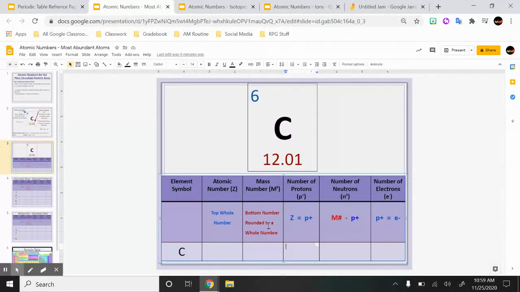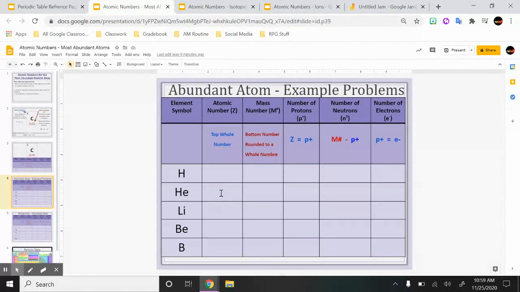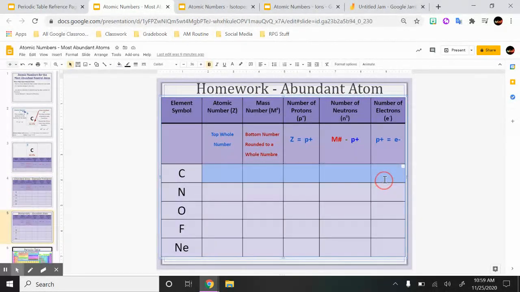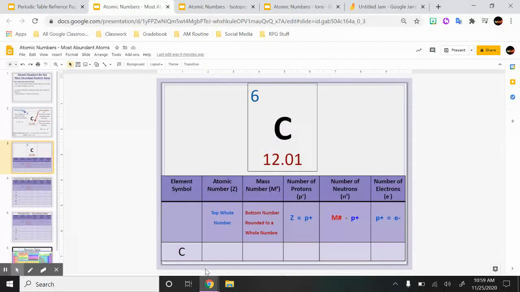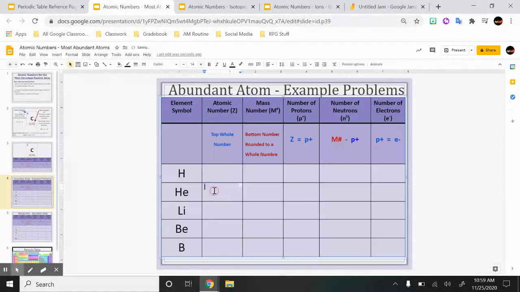Hold on, I think my formatting got messed up, so just give me one moment. Okay, that should be better. Let me just do this real quick, guys. Don't worry about what I'm doing. It's just my formatting got messed up.